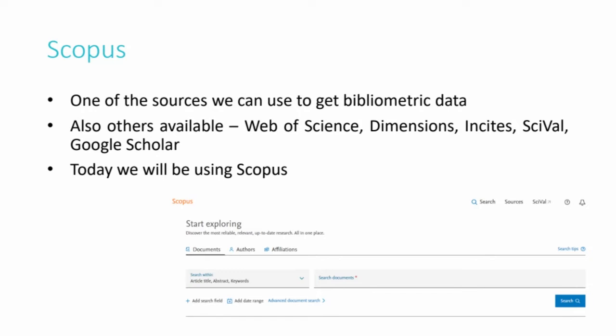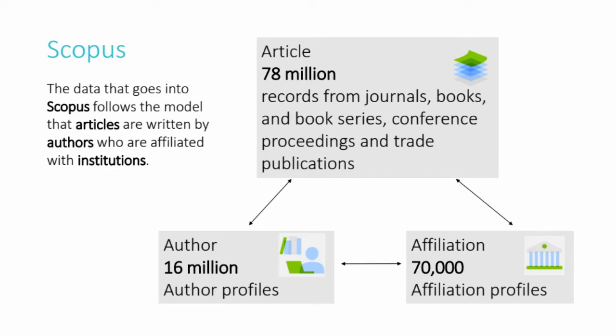But today we're going to be using Scopus, so we will be showing you how to do that. Just before I start talking about Scopus, and we'll have a go at it, just to clarify what is in Scopus and how things link together. So we can search for authors in Scopus, and we can analyse their outputs and analyse their collaborators.